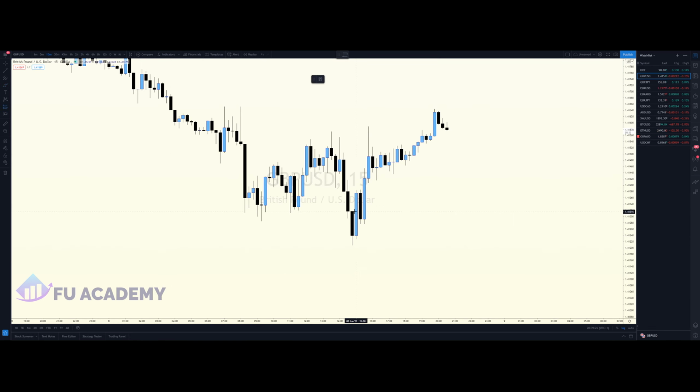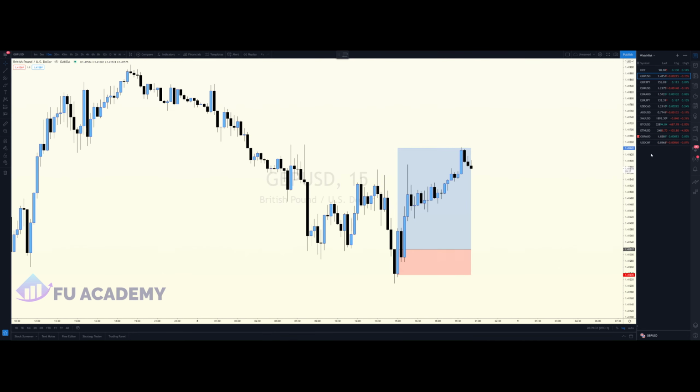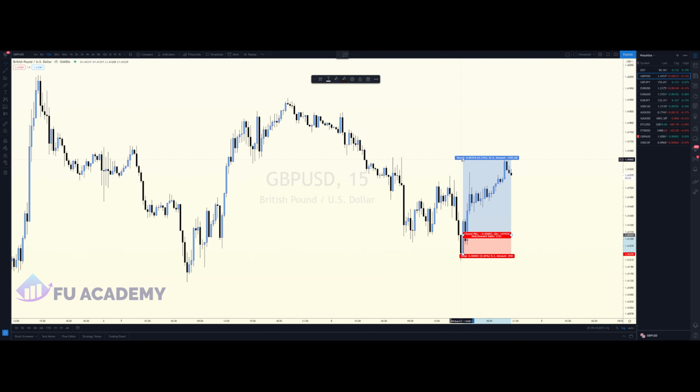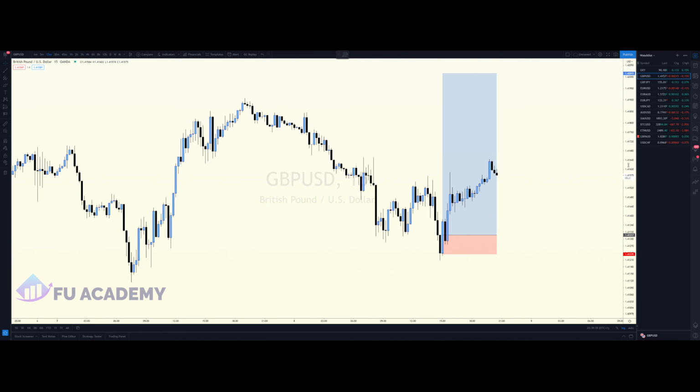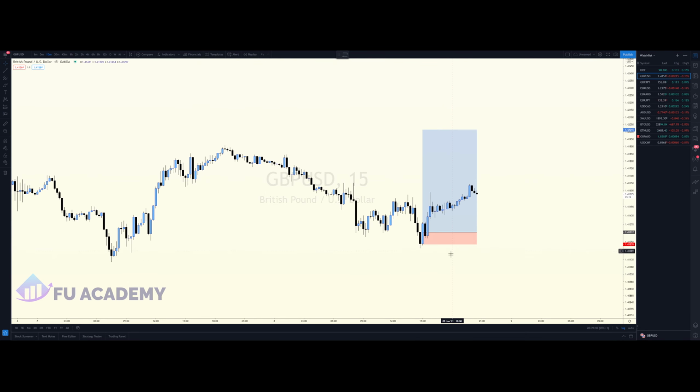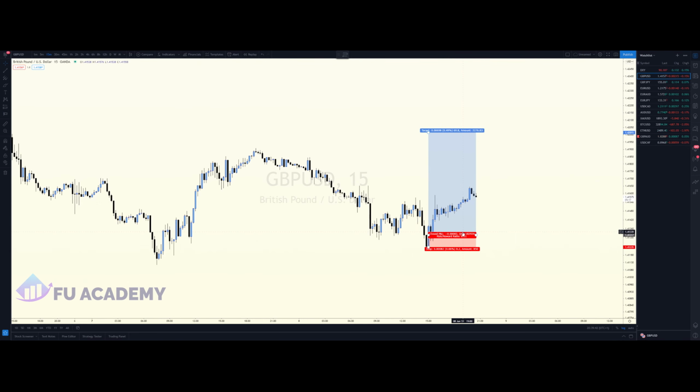So the RR would have been something like this. Currently, you would have been up 4R, and my target would eventually be right up here. So my target would be an 8 to 1 risk reward, giving you an 8 pip stop loss right here. So really nice trade that you're able to capitalize on.